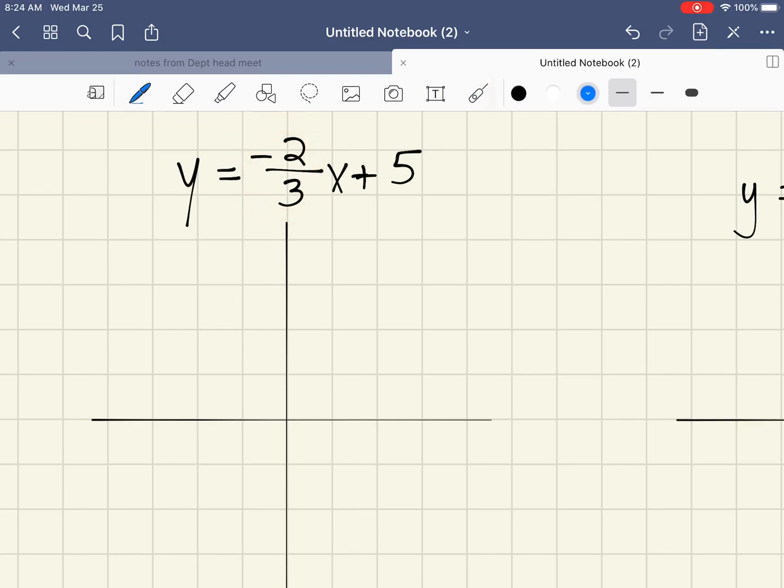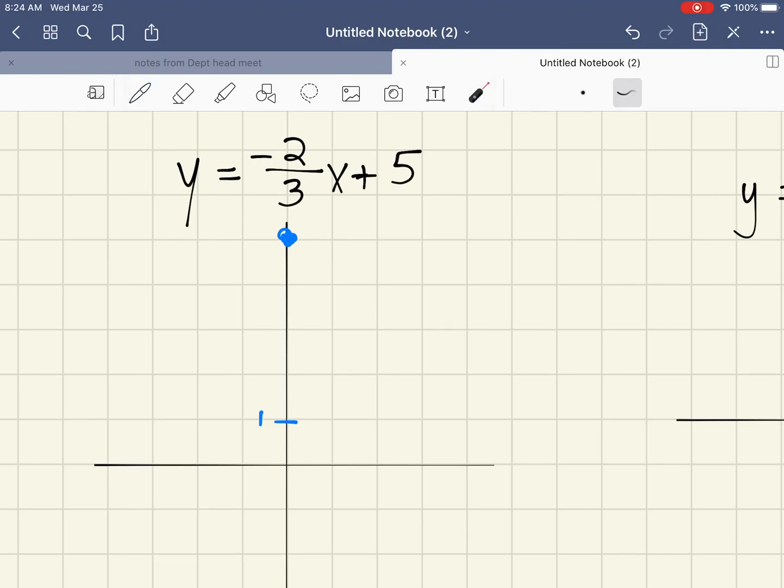So the plus 5 is where we're going to graph our y-intercept. So at 1, 2, 3, 4, 5, I'm going by ones, is my y-intercept. That's all I have to do with this number. If it was a negative, I would go down. So it's always on the y-axis.